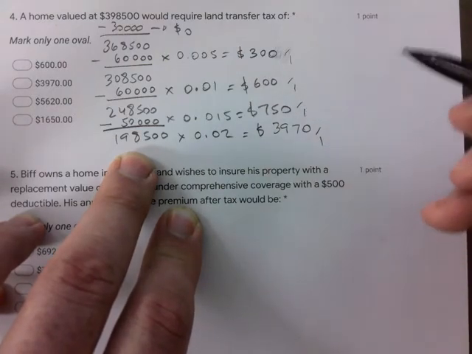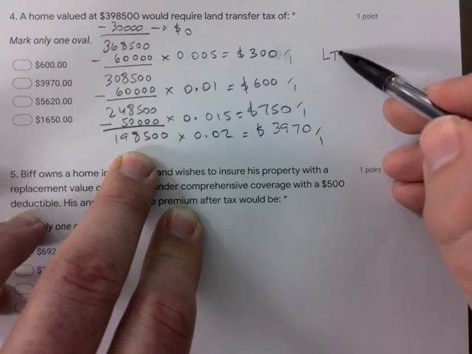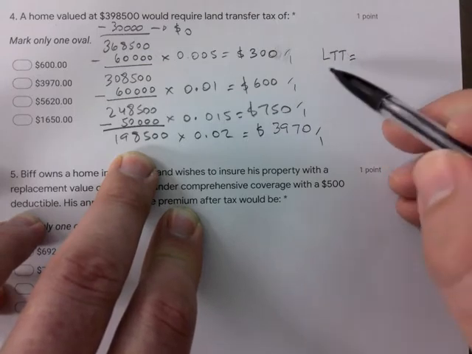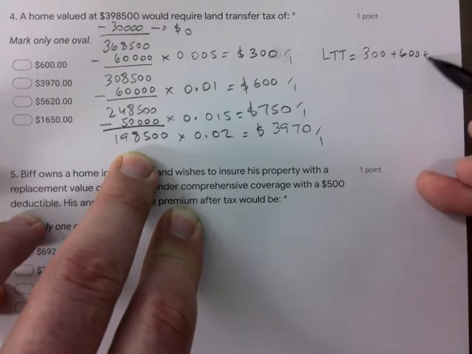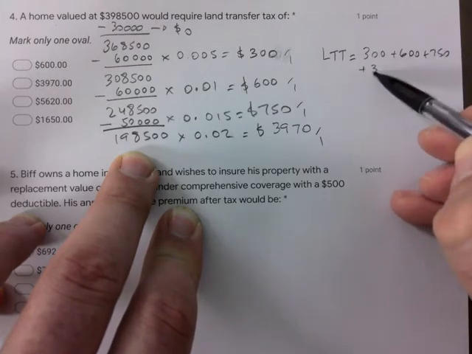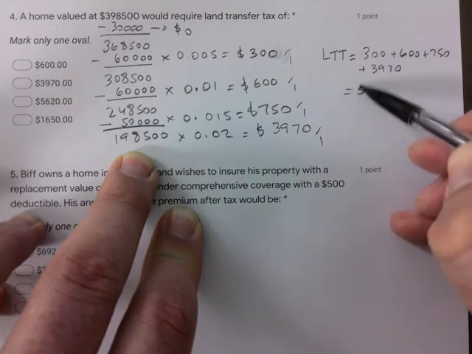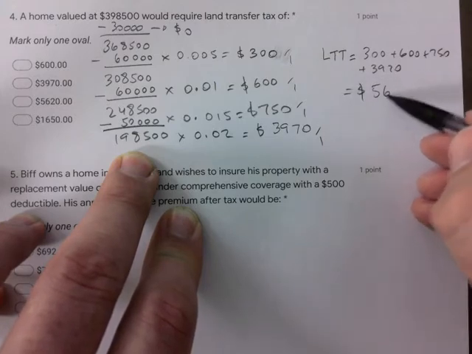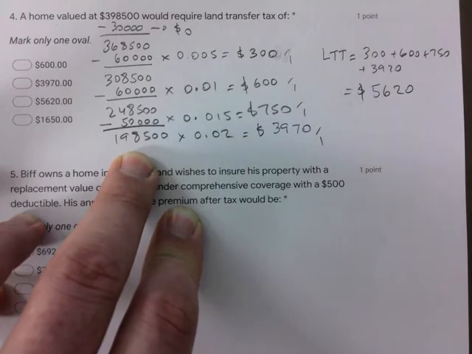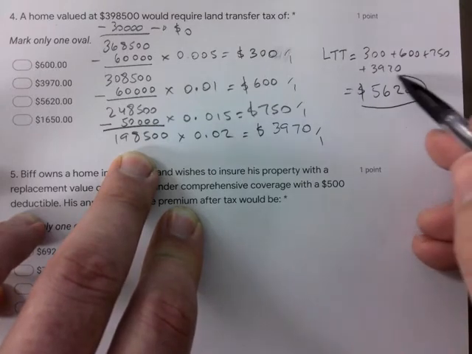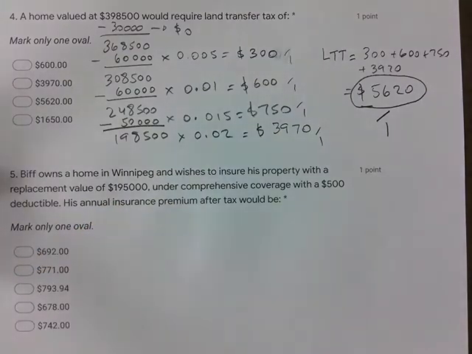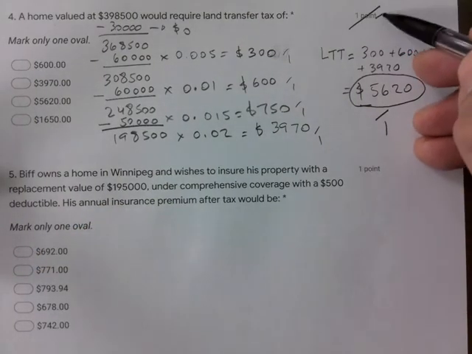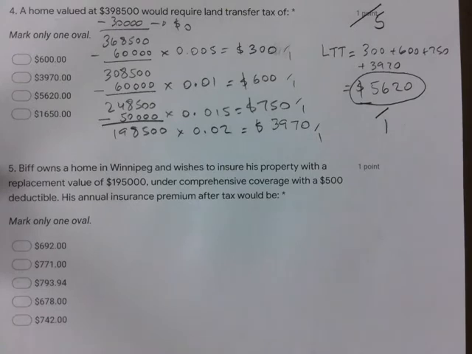So 4 marks. And then your land transfer tax, you can just show, right? 300 plus 600 plus 750 plus 3,970. Dun dun dun. 5,620. Another mark for that. So this question is a whopping 5 marks, just to make it easier.